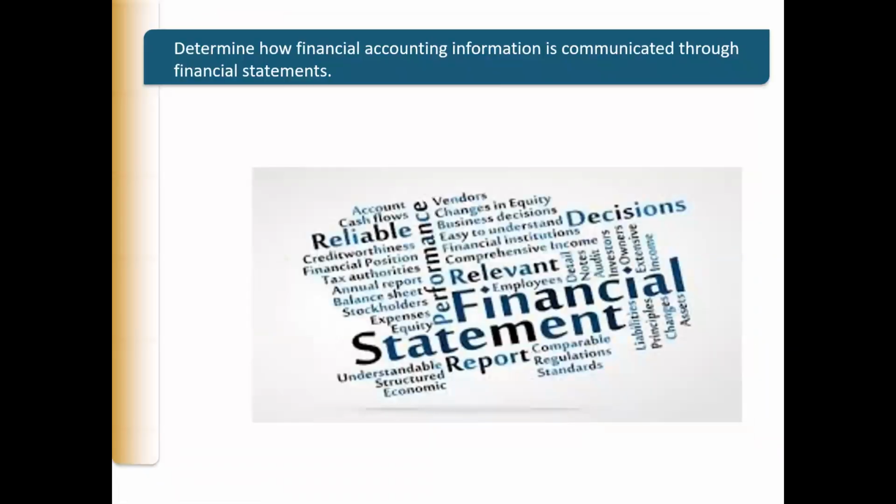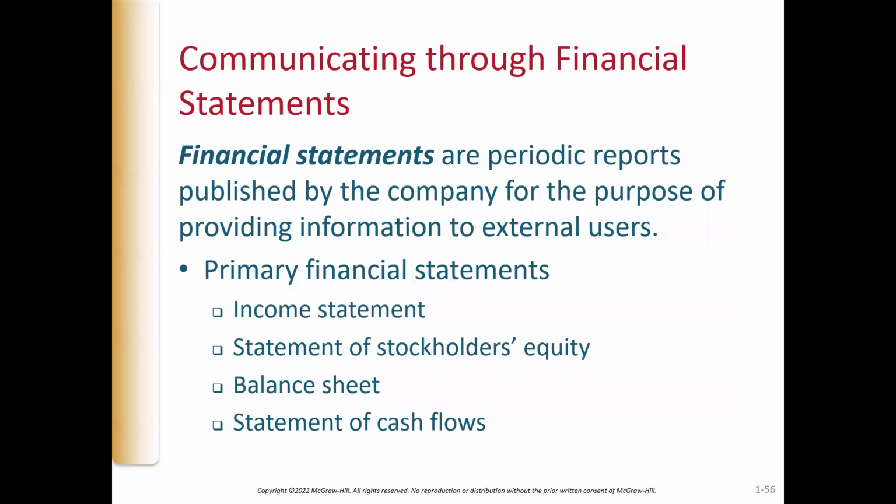Now, we're going to determine how financial accounting information gets communicated through financial statements. Financial statements are periodic reports published by the company for the purpose of providing information to external users. The four primary financial statements include the income statement, the statement of stockholders' equity, the balance sheet, and the statement of cash flows. So we're going to talk about each one of these statements.